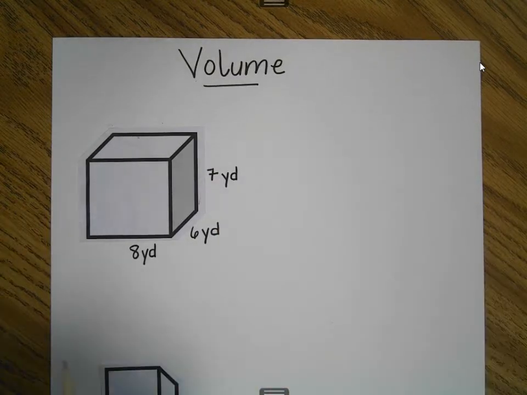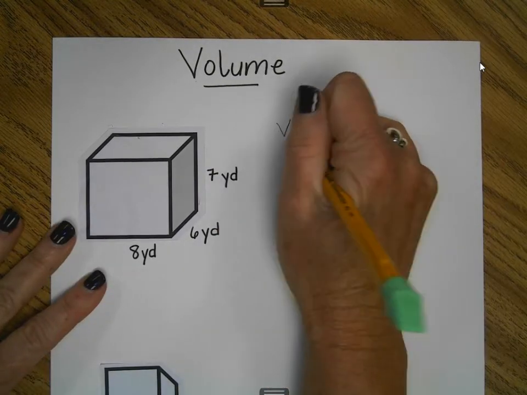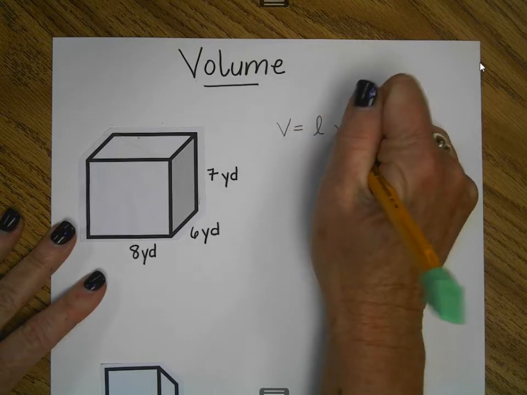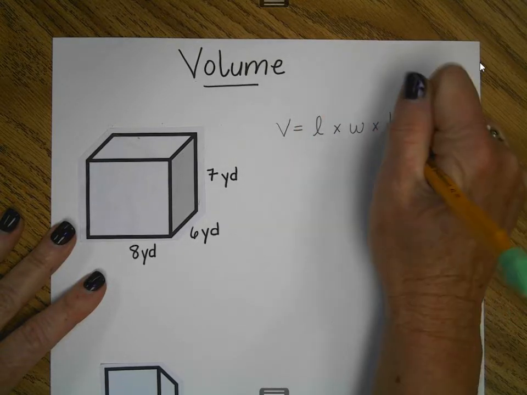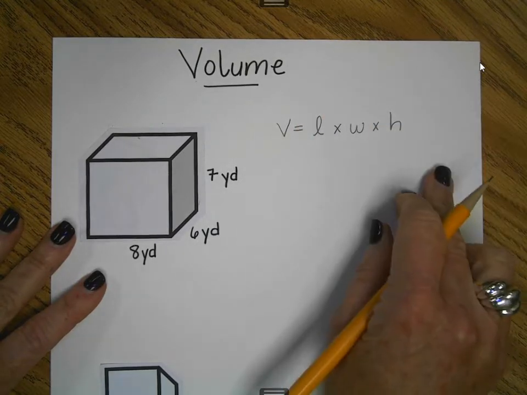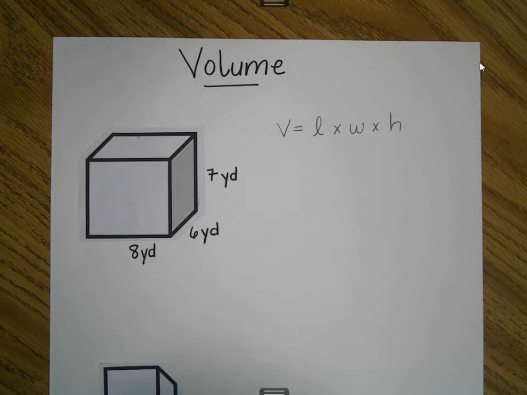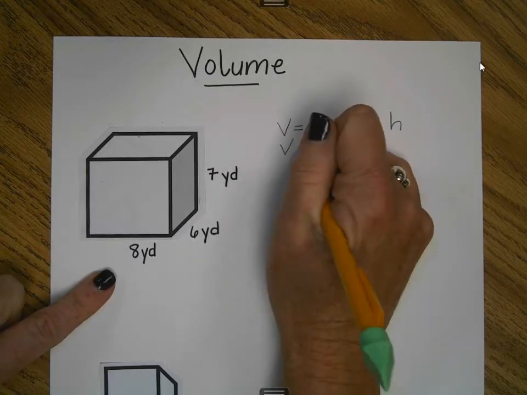So I'm going to use the formula volume equals length times width times height. We abbreviate it with the beginning letter of each of those measurements. I need you to make sure that you are always writing the volume formula first. The next step is to plug in the values. So we're looking for the volume.